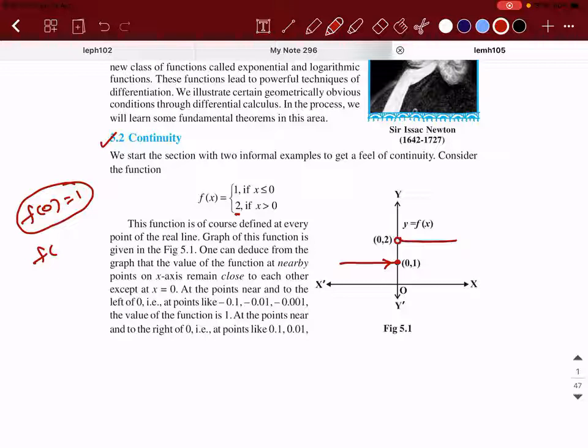But as a whole, is it continuous at the point x is equal to 0? Why is it not continuous? Because the left limit is leading to 1, the function value is leading to 1, but the right limit is leading to 2.